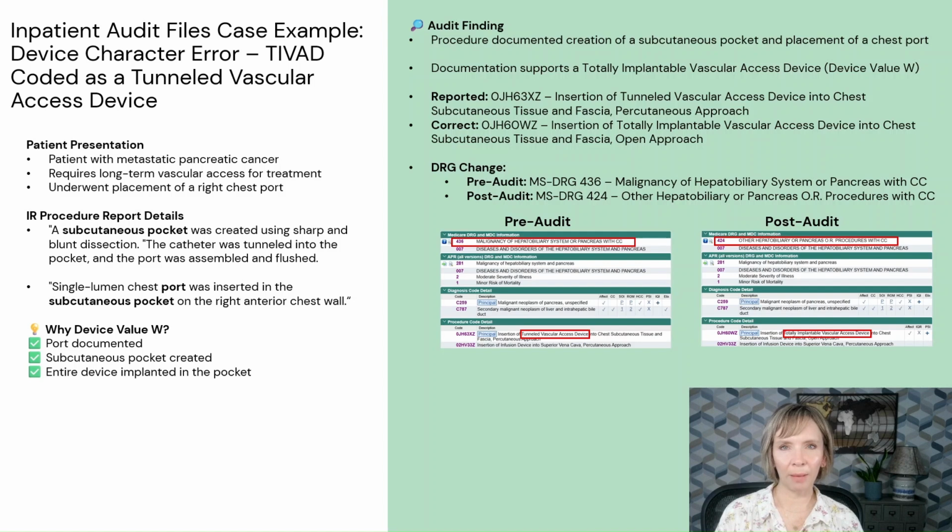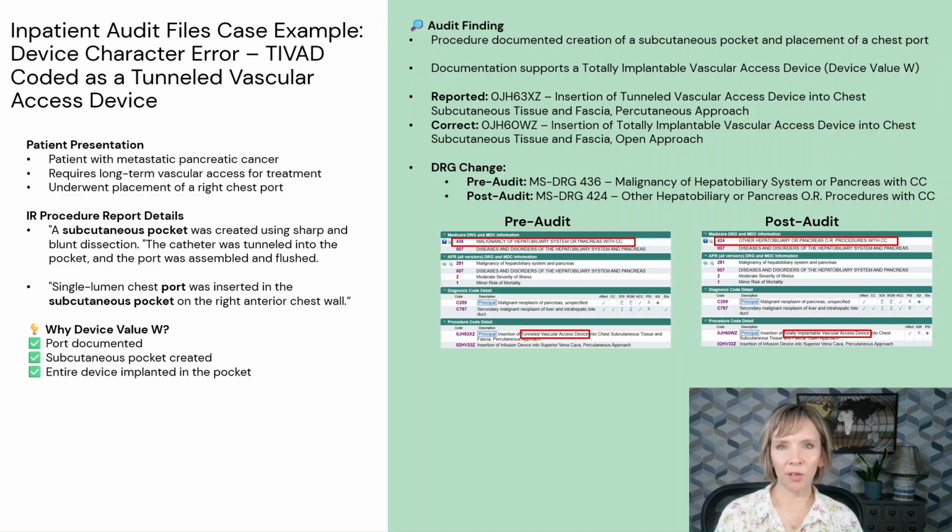This case involved a patient with metastatic pancreatic cancer who required long-term vascular access for treatment. Documentation described placement of a right chest port, including creation of a subcutaneous pocket and insertion of the port into that pocket. The procedure was originally coded as insertion of a tunneled vascular access device.